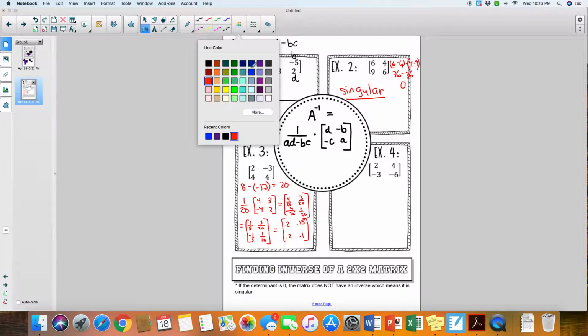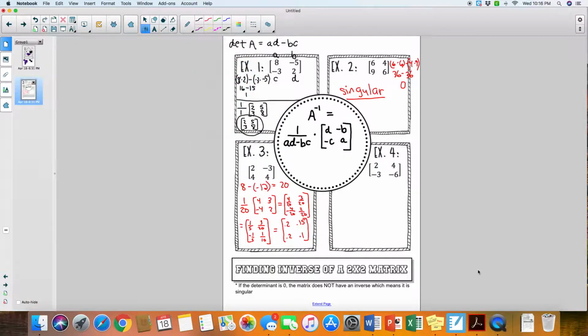And then the last problem. You would have gotten the determinant by doing negative 12 minus negative 12. That becomes negative 12 plus 12, which is 0. So that matrix would have been singular.